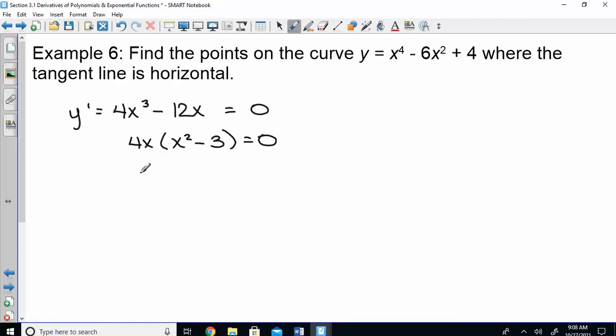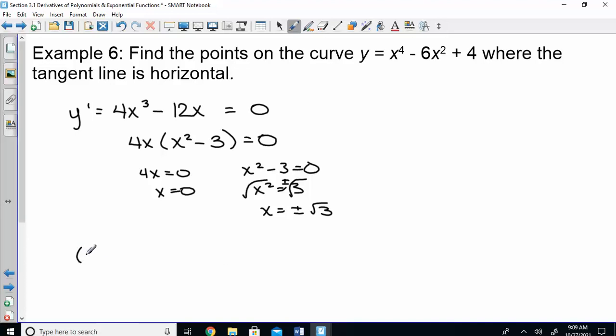So if we solve these, we get x equals 0, and plus and minus radical 3. So those are your x's. I asked for the actual points, so like ordered pairs. So this tells me we will have a horizontal tangent line 3 times.